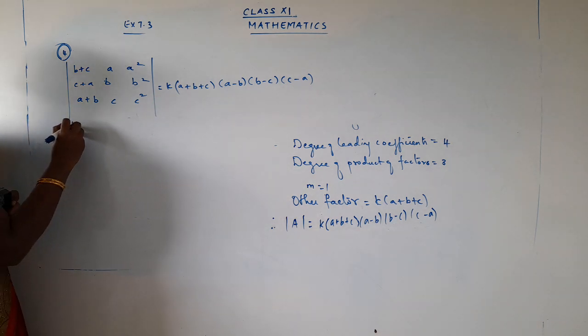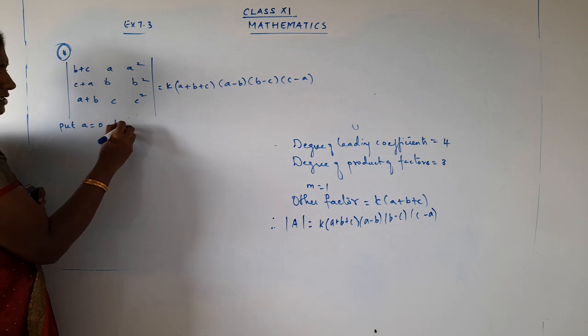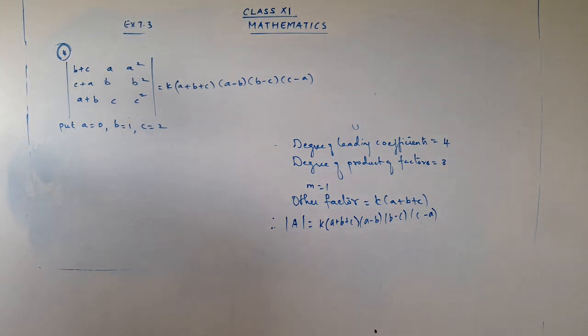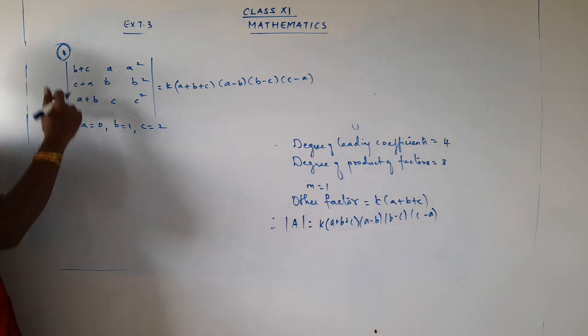So I am going to take a as equal to 0, b is equal to 1 and c is equal to 2. I will just take the old values. Do not take very big values. Easy ones, just take simple numbers so that it will be easy for calculation. So I have taken a as 0, b as 1 and c as 2. So I am just going to substitute now to see what I get.